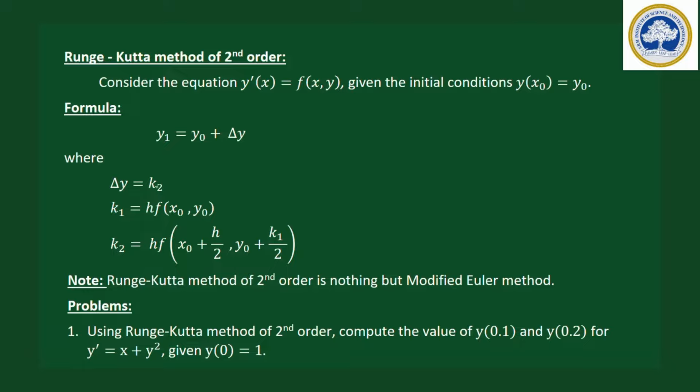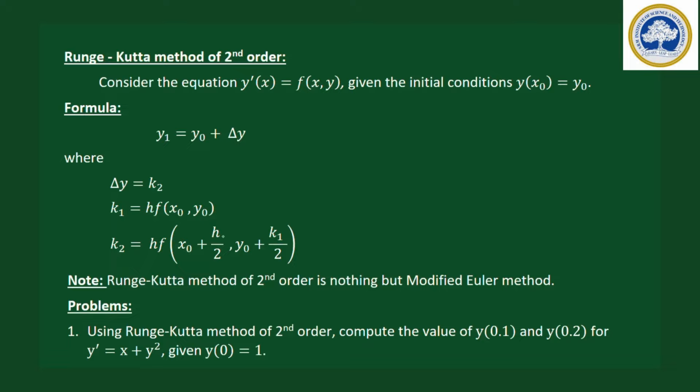Δy = k2. So to find k2, we first want to find k1. The formula for k1 is h times f(x0, y0), and k2 is equal to h times f(x0 + h/2, y0 + k1/2). So after calculating k1, we can find k2. Once you have calculated k2, we can substitute it in place of Δy. So finally y1 will give you y0 + Δy as the answer.